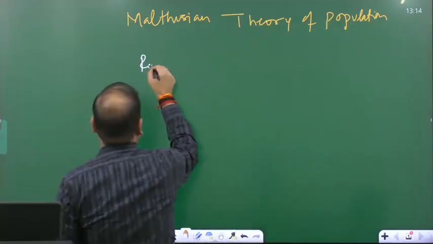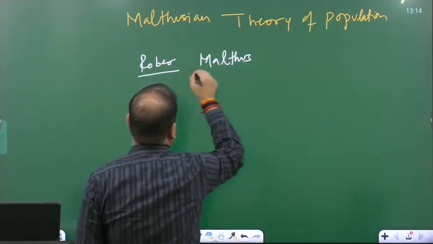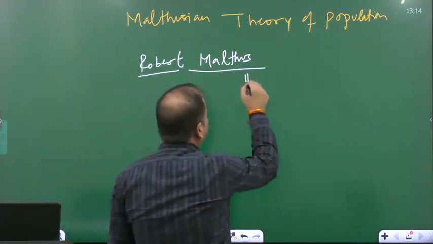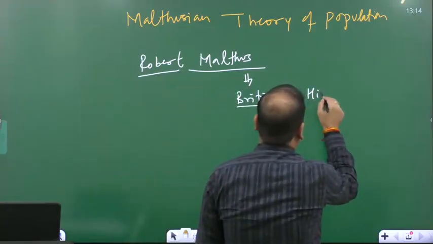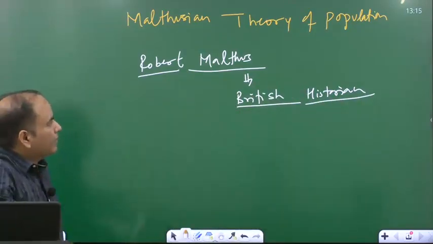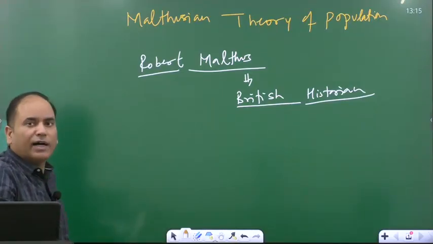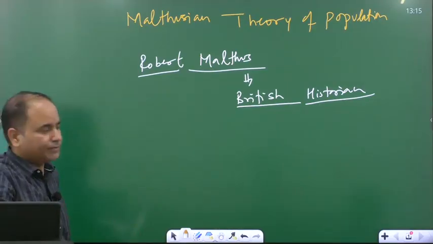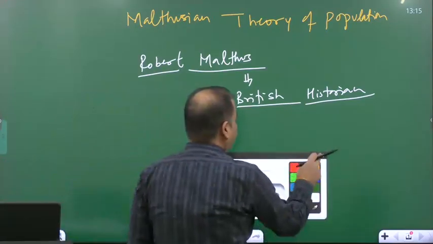As far as Robert Malthus is concerned, he happens to be a British historian. So he is not a geographer or demographer. He is a British historian, and based on the population of Europe, he came out with this theory, the Malthusian theory. The Malthusian theory is based on two assumptions.